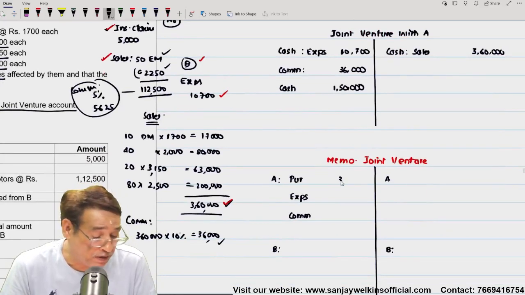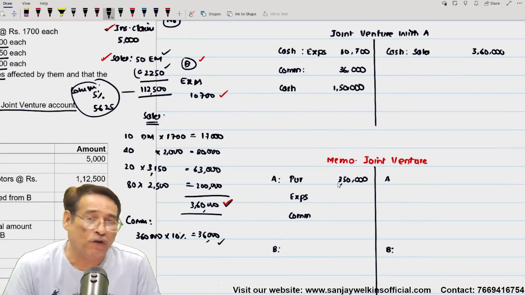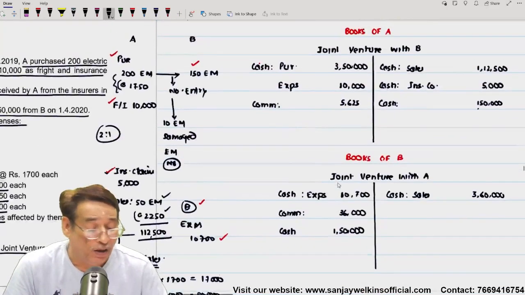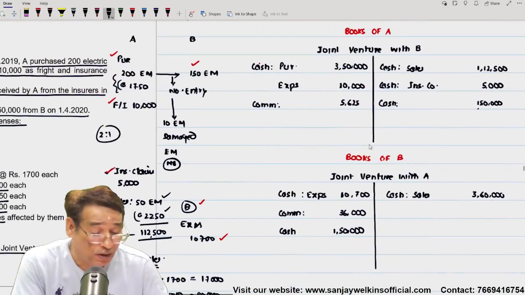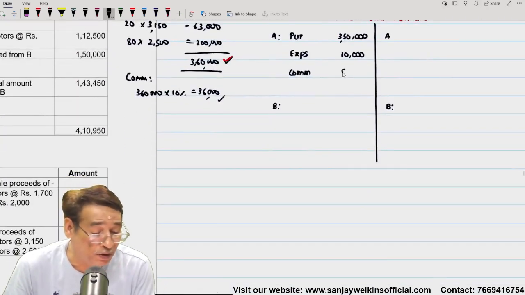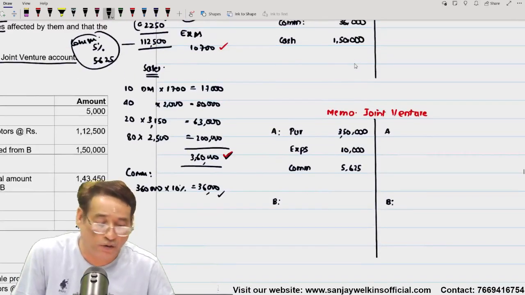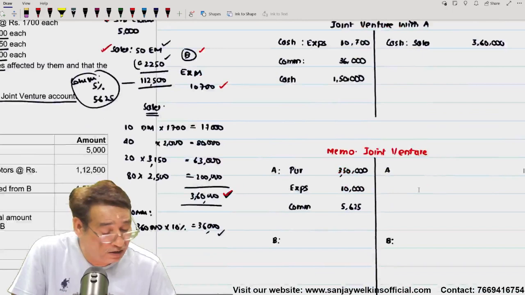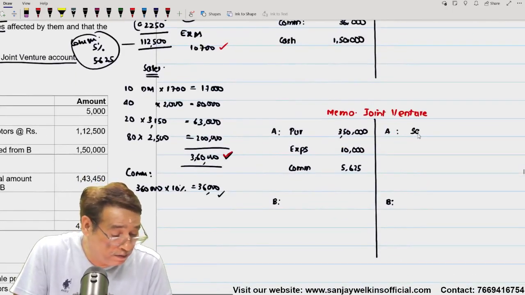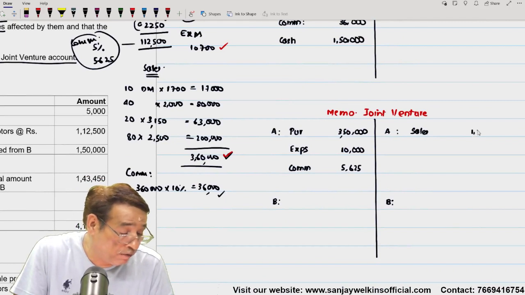3,50,000 purchases. You can see a debit item is appearing towards the debit side. So we are not following proper accounting rules. That is why we will use the word memorandum. Expenses 10,000. Similarly, commission 5,625. So all the transactions of A towards the debit side I have put here on the debit side of the memorandum account. Now on the credit side we have written by cash sales. So I will write here sales 1,12,500.